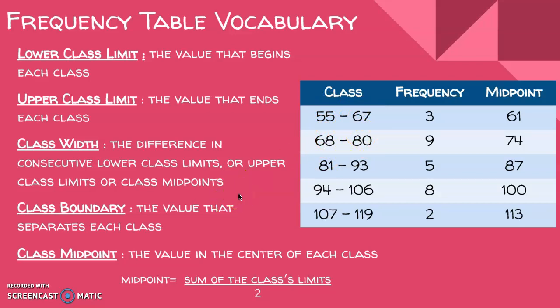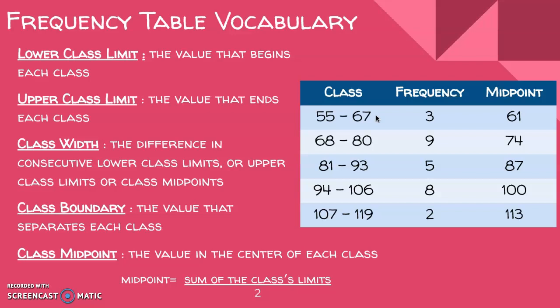The class boundary is the value that separates each class. And I didn't actually even mention that, but in this case, if this class ends at 67 and this one ends at 68, maybe the number right in between, 67.5, in between 67 and 68, that would be the class boundary. And then the class midpoint, here's something new. The class midpoint is the value in the center of each class.